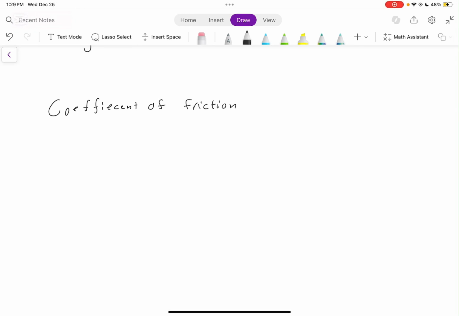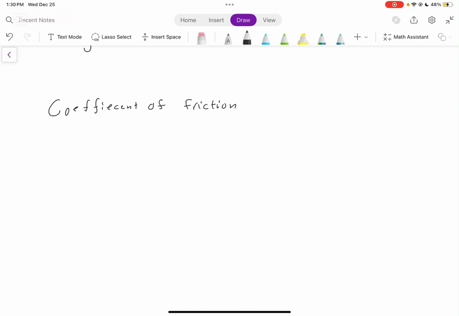So if we want to find out what the force of friction is, we have to multiply the coefficient of friction by the normal force of an object. The coefficient of friction is, in a way, how much friction there may be. It's harder to think about conceptually, but the coefficient of friction is simply something that is always present.